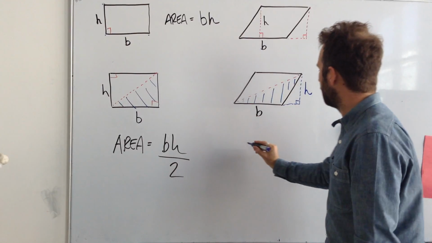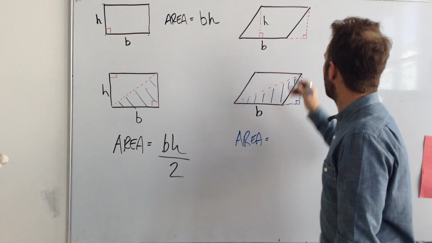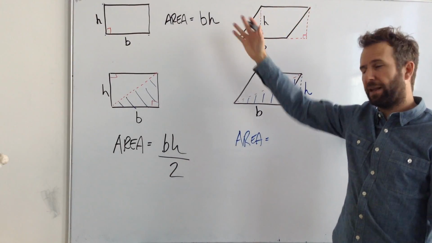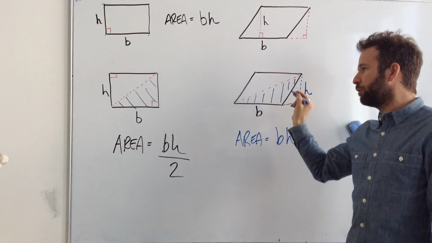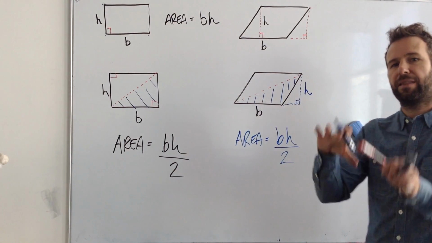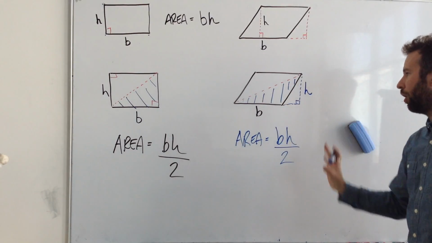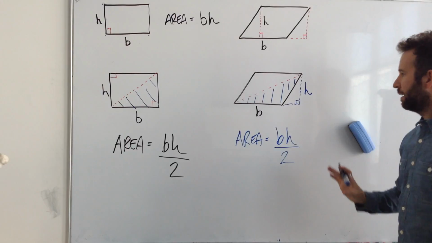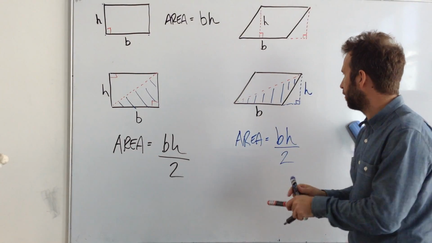So in other words, the total area of that parallelogram, we would simply take the base and multiply it by the height. But the area of that blue triangle in there is simply that base multiplied by that perpendicular height, all divided by 2. So this, what you're seeing here, is our triangle formula.